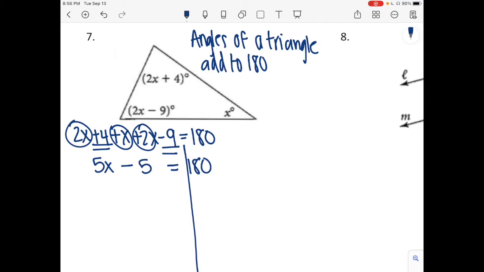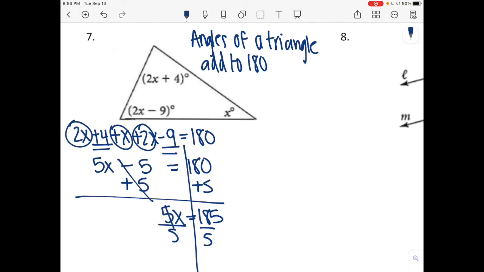So then I'm going to start moving things to the other side. So I'm going to add 5 to both sides to get the x alone. So 5x equals 185, and then I'm going to divide both sides by 5 to finalize getting that x alone. So 185 divided by 5 is x is 37.